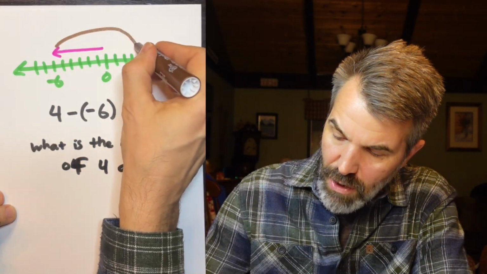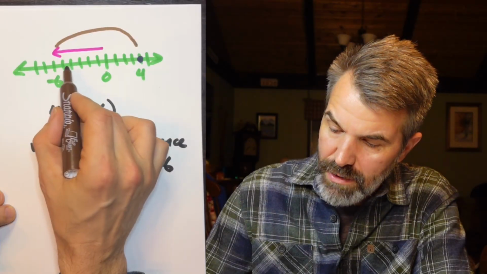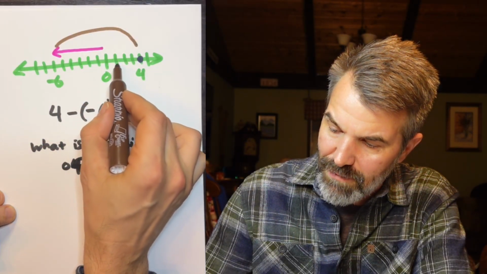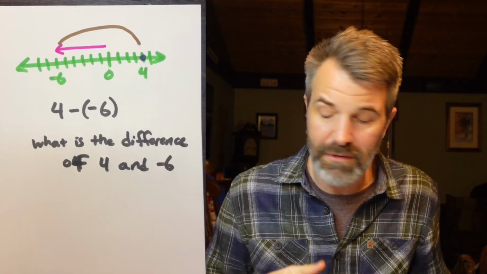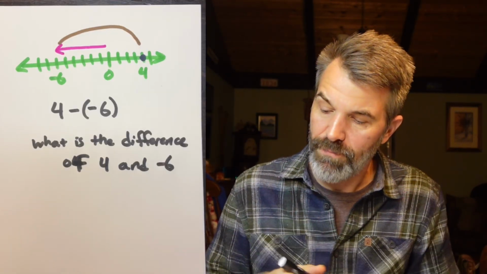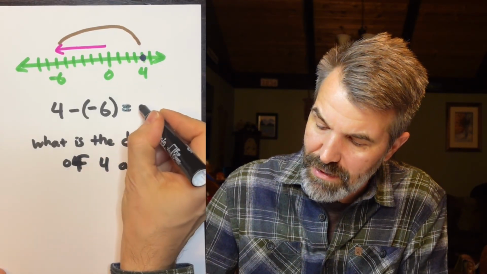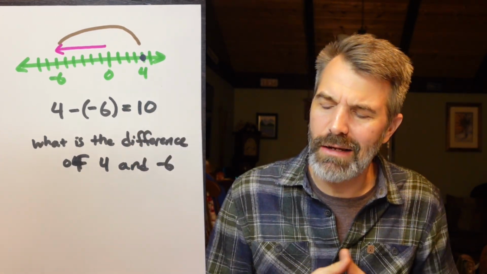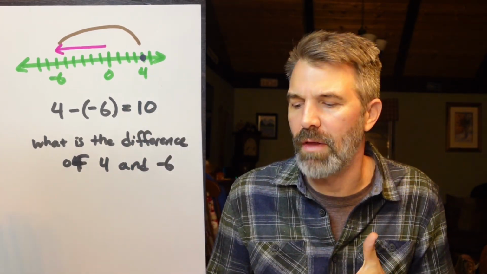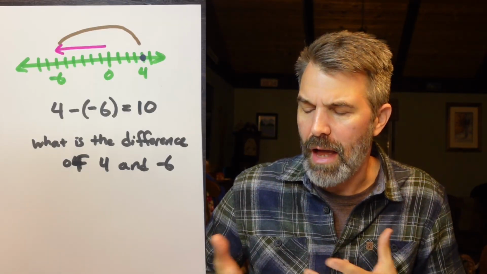And this difference, if I go into this, this difference is going to be 1, 2, 3, 4, 5, 6, 7, 8, 9, 10. The difference of 4 and negative 6 is 10. And thinking about this contextually, now I'm beginning to think, hey, wait a minute, I kind of like this number line. I like the way we're explaining how I can process this.